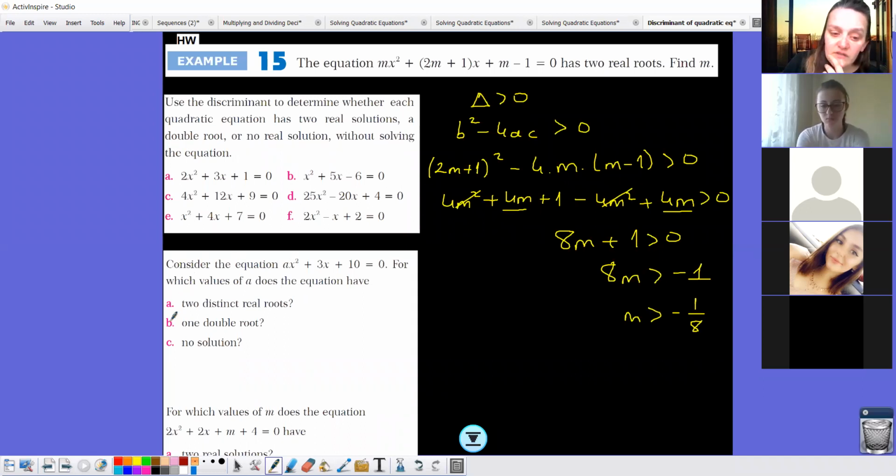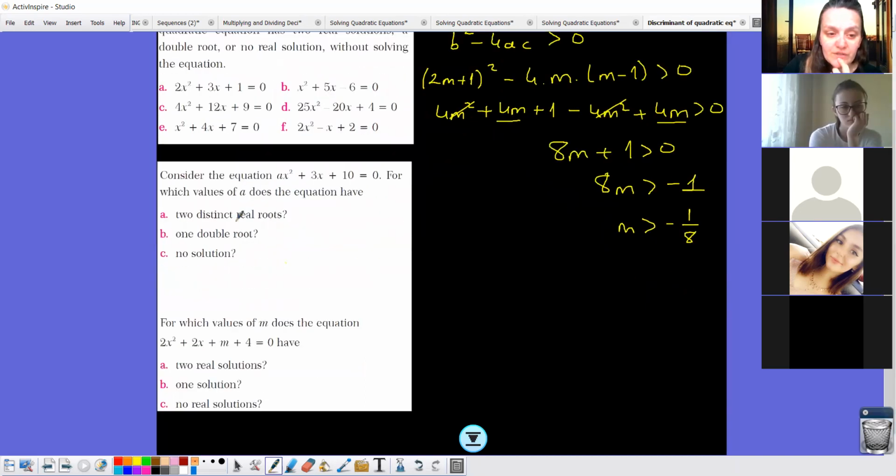Okay, so this one you can check by yourself. These two questions have the same logic. Consider the equation ax squared plus 3x plus 10 is equal to 0. For which values of a does the equation have two distinct real roots, a double root, or no solution? The same thing here. So you will check the three cases. I'm leaving these two to you to try, and if you cannot, ask me.